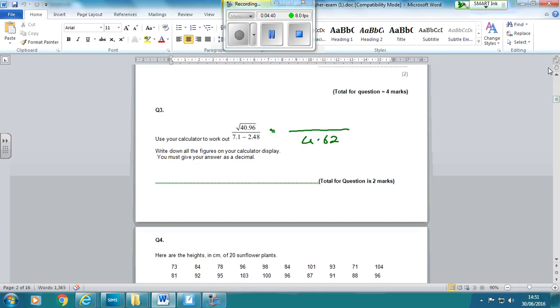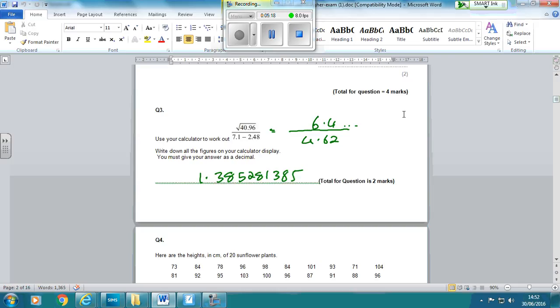And if you do the square root of 40.96, you get 6.4 on the top. Now sometimes that'll be 6.4, sometimes it'll be a load of decimal places. So what I do is I just write down all the decimal places on the calculator. So then we've got 6.4 over 4.62. So if we do 6.4 divided by 4.62, we get 1.385281385, and your calculator might give you slightly more, slightly less, depending on how good your calculator is.